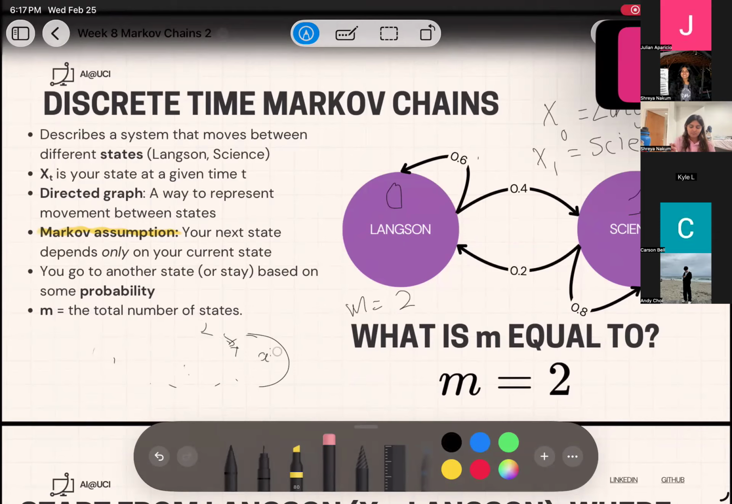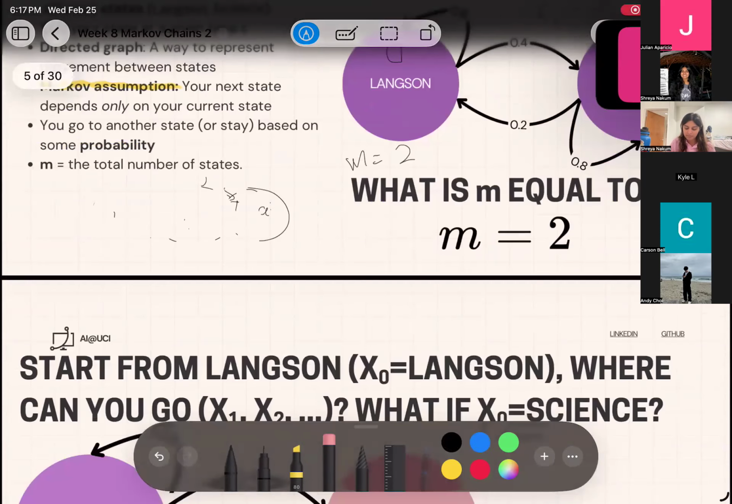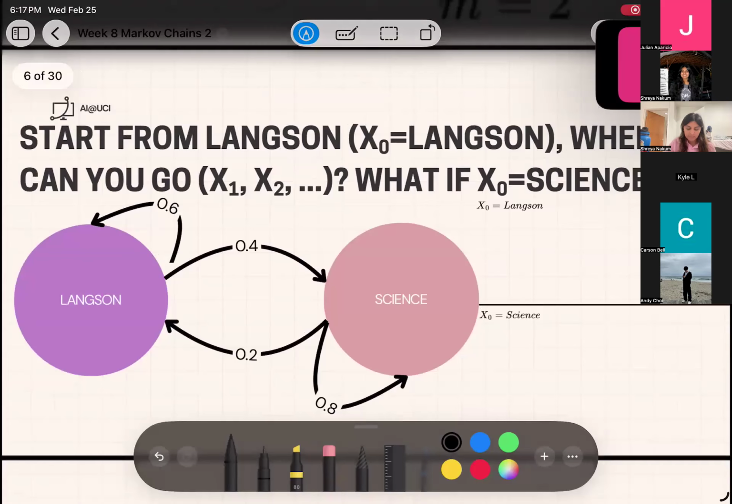Let's erase that. Actually, I don't need to erase it. It's not gonna carry over like a whiteboard. So let's say that you started at Langston. Where can you go from Langston to science if, say, we're just going infinitely? First, let's start small. Let's say that we just want to study for 2 hours. X0 is Langston. What can we go to after this? If we're studying for 2 hours, our time steps are x0 and x1. We know x0 equals Langston. What can x1 equal?